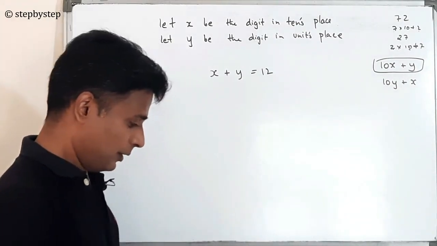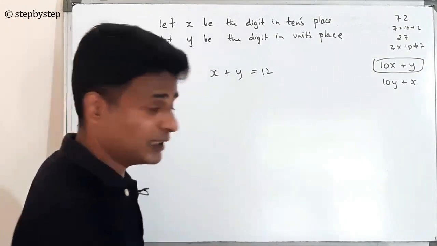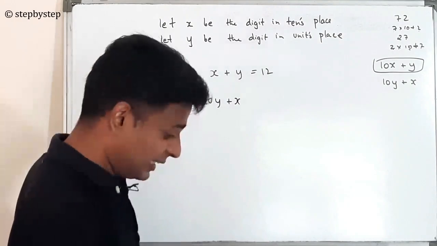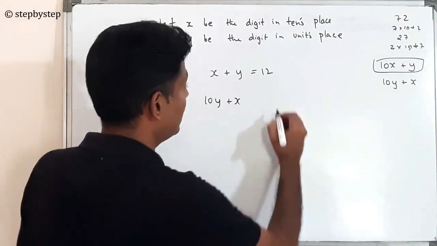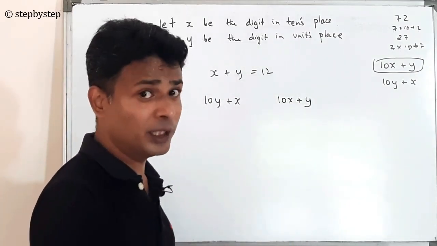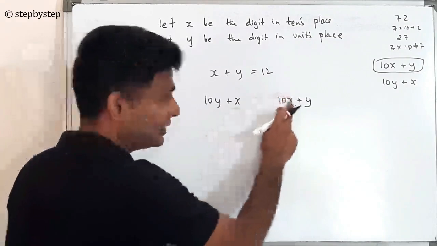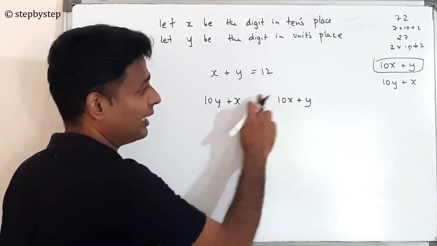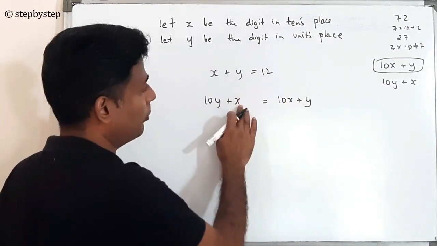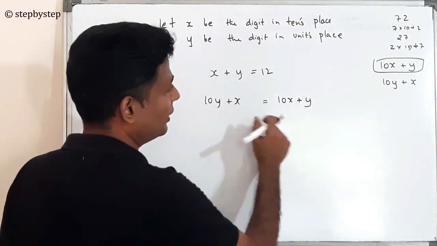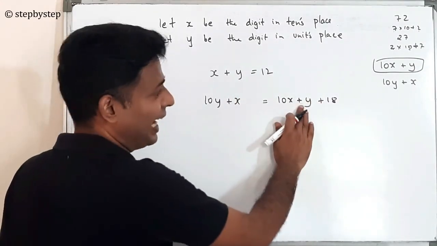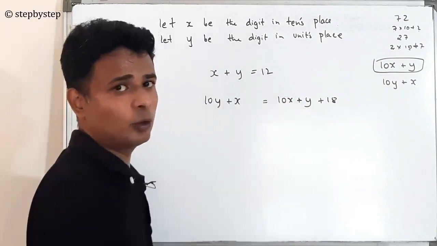Now what has been given? The number obtained by interchanging the digits, that is 10y plus x, exceeds the given number by 18. The given number is what? 10x plus y, our original two-digit number. This exceeds it by 18, which means this is 18 more than this. So how do we make it equal? Either you have to add 18 here or remove 18 from here. You can do whichever you want. I'll add 18 over here. So since this is 18 more, if I add 18 to this, it will become equal to this.